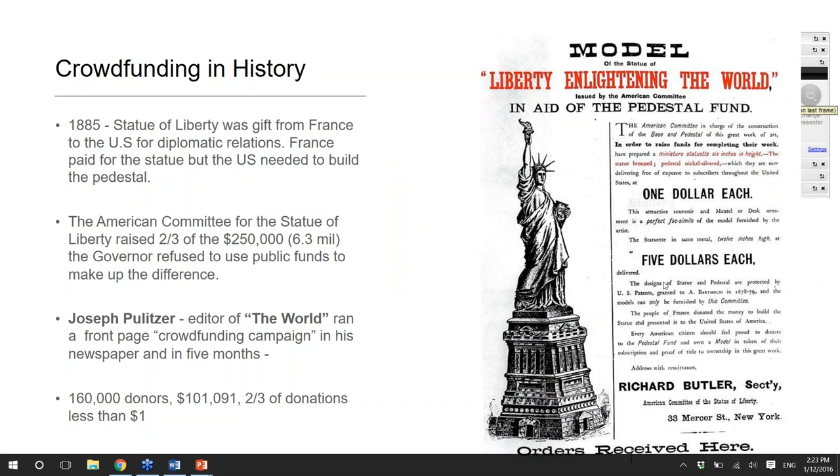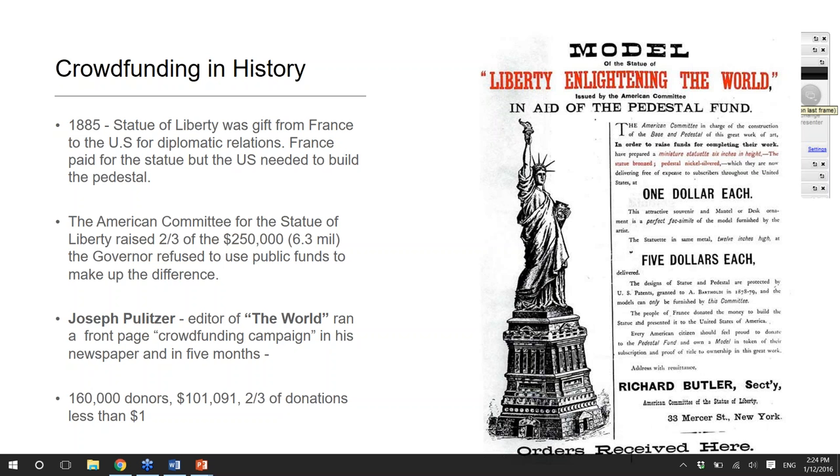I want to start off by looking at the history of crowdfunding. I personally found this story extremely interesting. Many of you would know that icon, the Statue of Liberty. What you may not know is that this was a gift from France in 1885, given to the US to build a relationship between the two countries. France's responsibility was to build and craft the statue, and America's responsibility was to build a pedestal that would hoist up the statue.